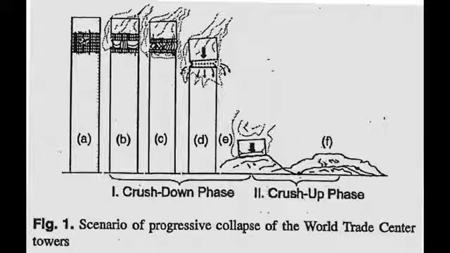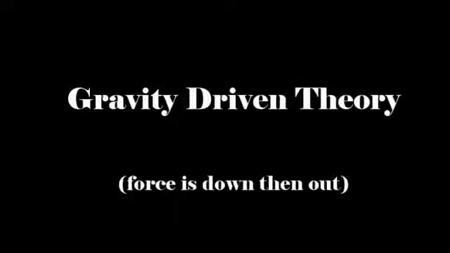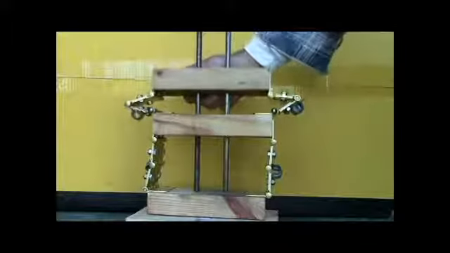A mathematical paper explained that the upper lighter part of the structure crushed the larger, stronger, and lower part all the way down to the ground, and then the smaller section crushed itself back up. Like the pancake theory, the pile driver theory relies on gravity for all the motions observed, and hence is another down and out theory. But is this possible?